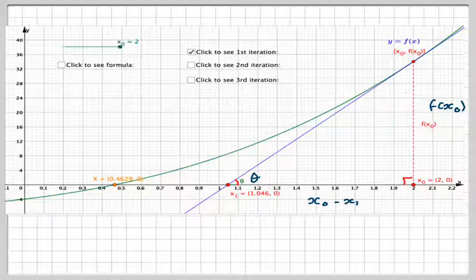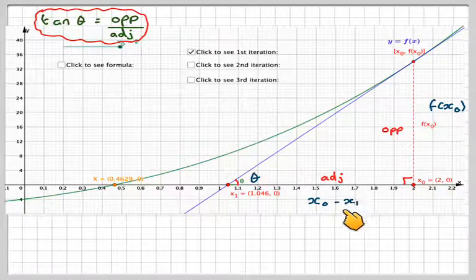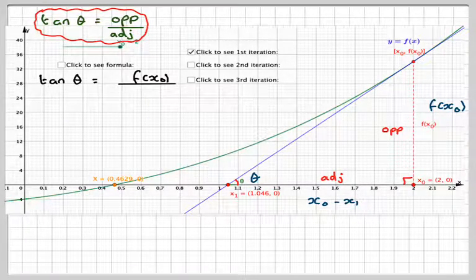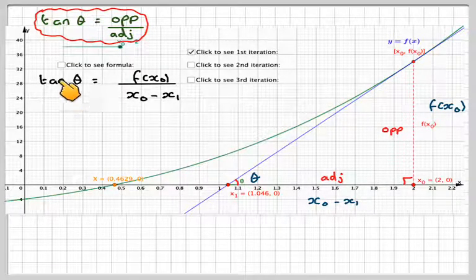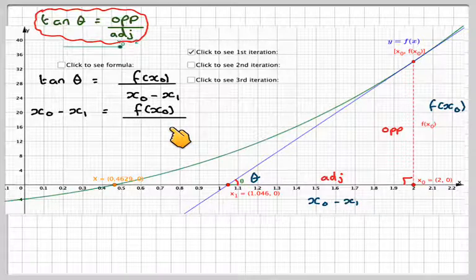We have the angle theta here, we know this is a right angle triangle. So if we apply a little bit of trigonometry, this length here is the opposite side, and this length here is the adjacent side, and we know that tan theta is opposite over adjacent. So applying it in the terms we've got, tan theta is going to be this distance here, which we write as f of x0, divided by this distance here, which we write as x0 minus x1. Now I move this up here and move this down here. I now get that x0 minus x1 is equal to f of x0 divided by tan theta.